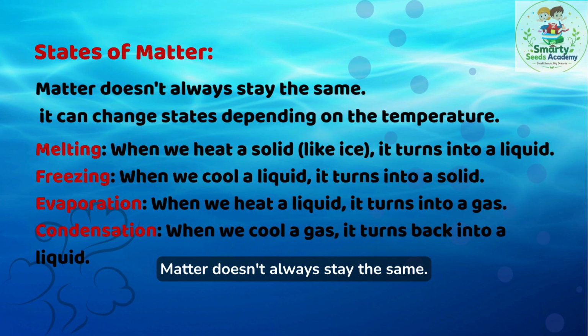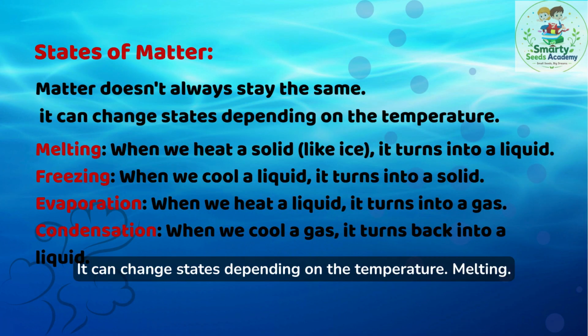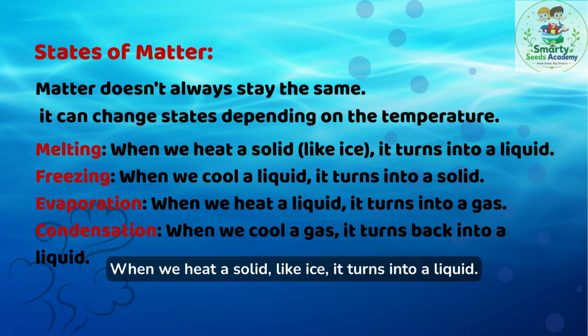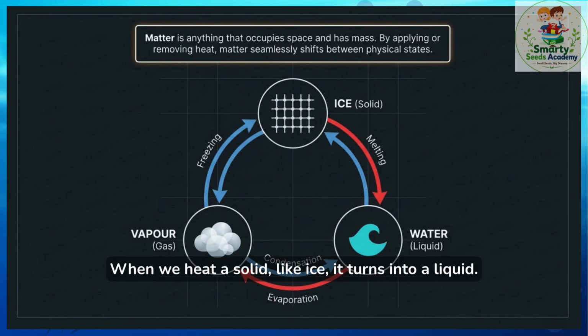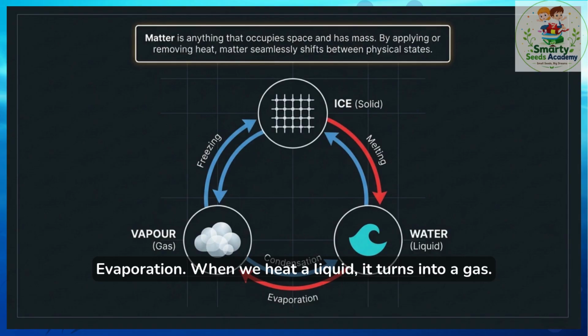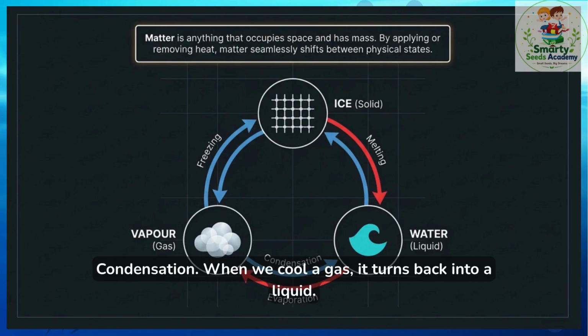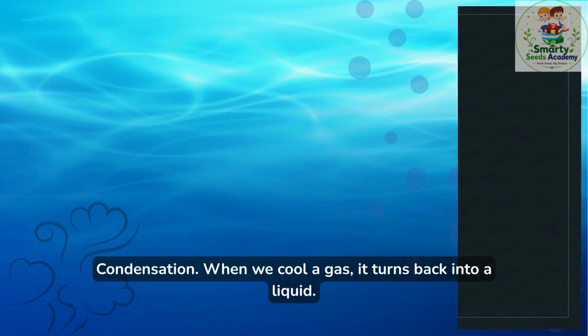Matter doesn't always stay the same. It can change states depending on the temperature. Melting. When we heat a solid, like ice, it turns into a liquid. Freezing. When we cool a liquid, it turns into a solid. Evaporation. When we heat a liquid, it turns into a gas. Condensation. When we cool a gas, it turns back into a liquid.